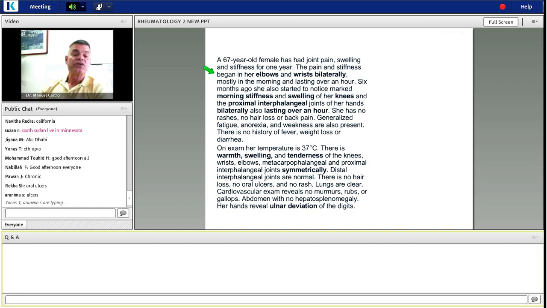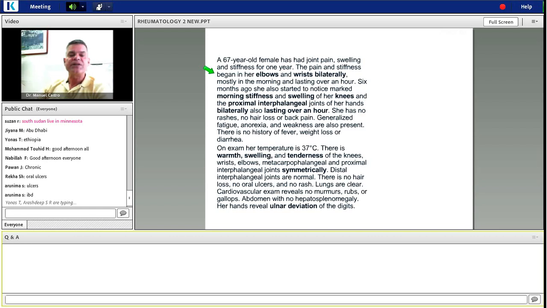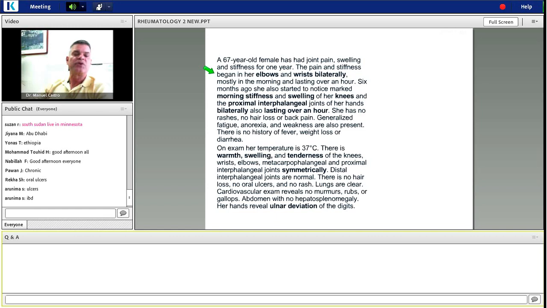Absolutely, inflammatory bowel disease can do that. But they say that she doesn't have any diarrhea, so therefore it's not going to be inflammatory bowel disease. On exam, her temperature is 37, so temperature is normal. There is warmth, swelling, and tenderness of the knees, wrists, elbow, metacarpophalangeal joints, and proximal interphalangeal joints symmetrically.